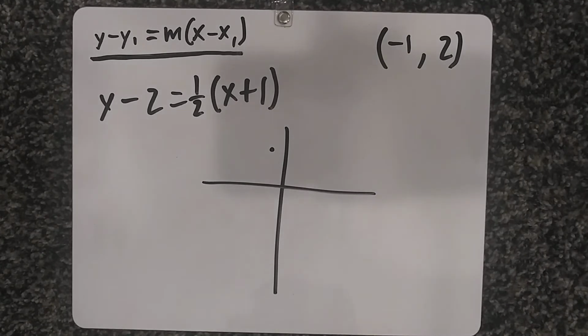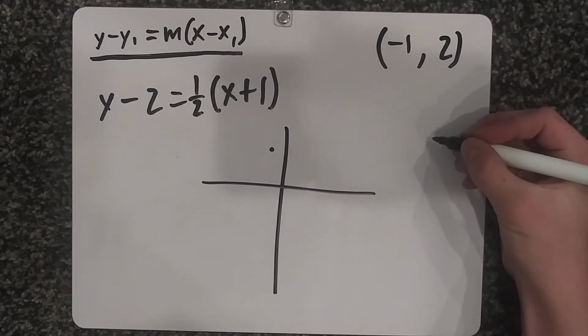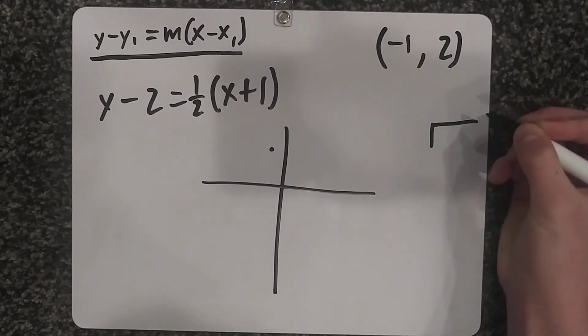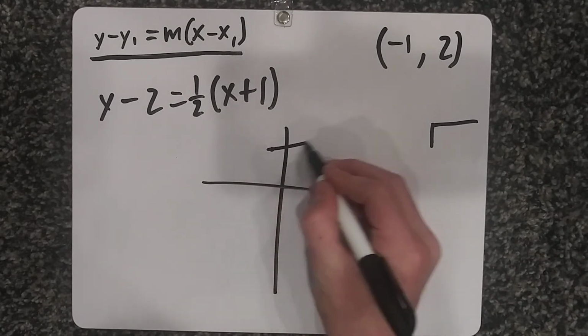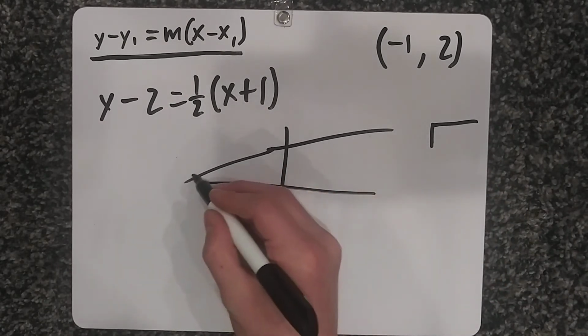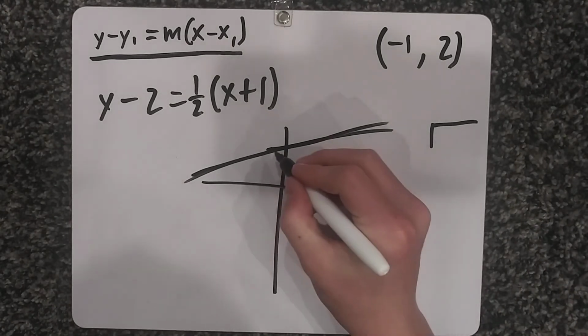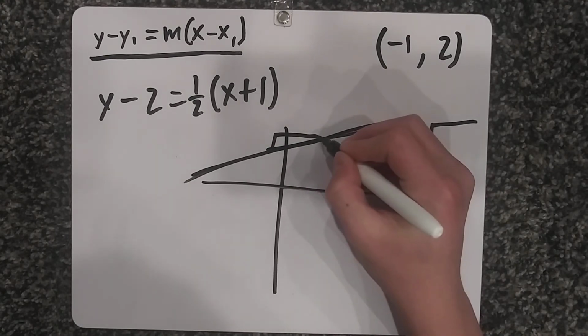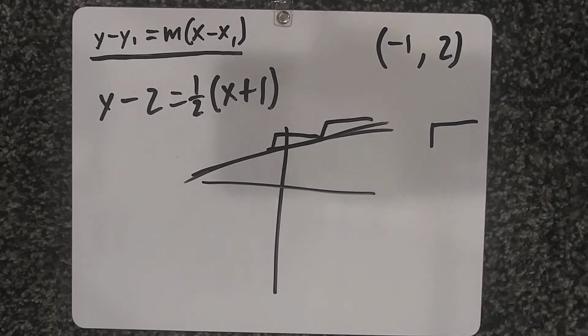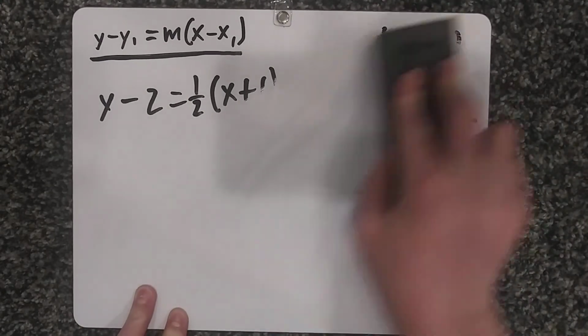Then the slope is 1/2. So we're going to go up 1 over 2. So it's going to be a line that looks sort of like that. It's kind of a very gradual thing. Now, normally in tests you would want to go up 1 over 2, up 1 over 2, and then graph that. But I just did that really quick as an example.